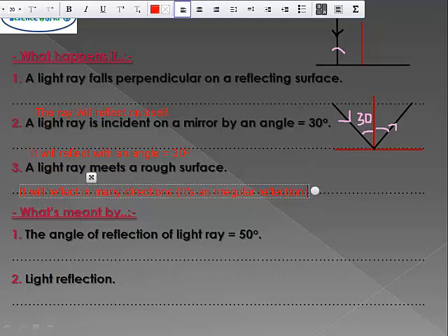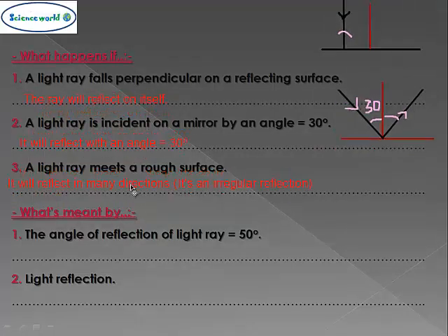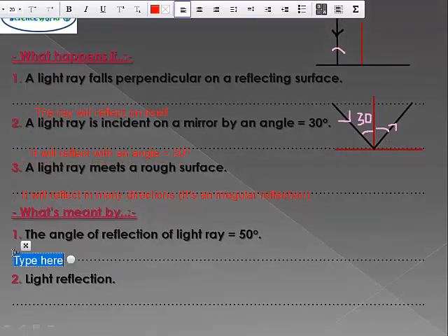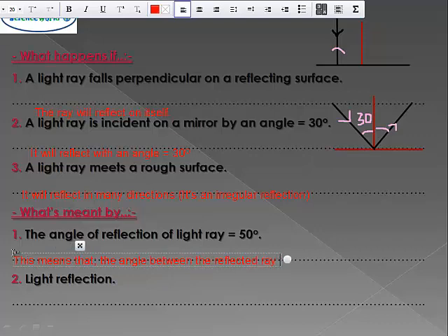What is meant by: the angle of reflection of a light ray equals 50 degrees? This means that the angle between the reflected ray and the normal line equals 50 degrees.